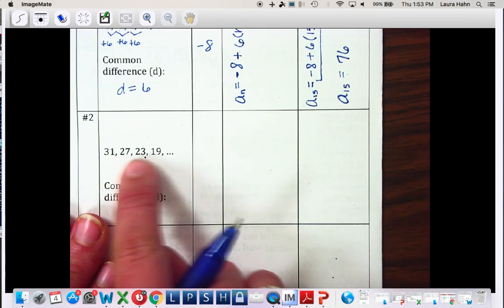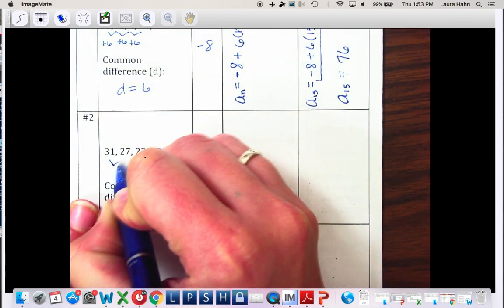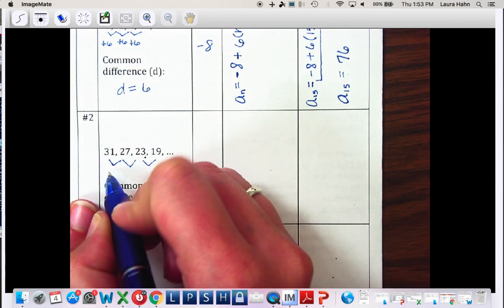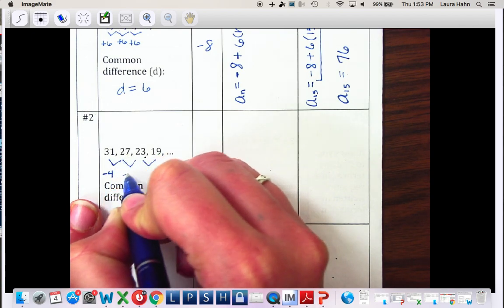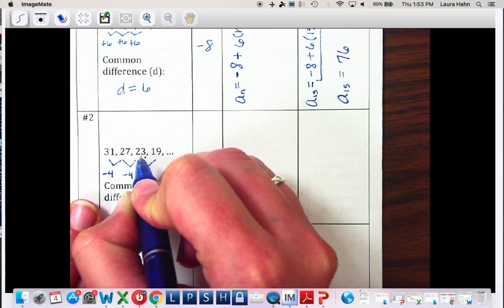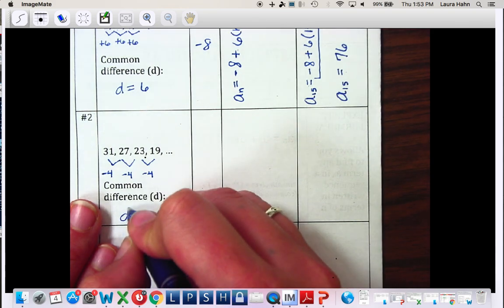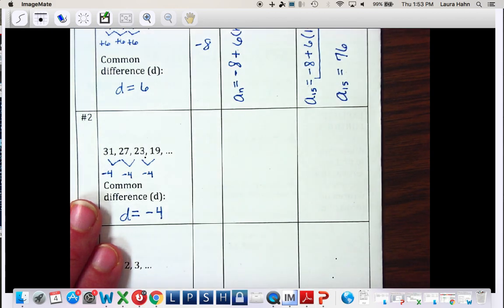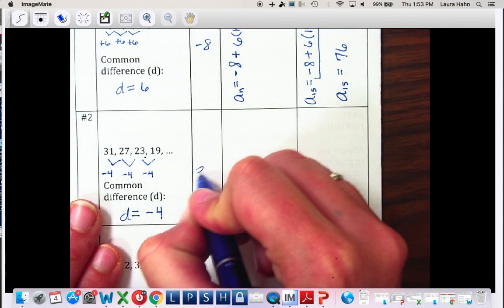Okay, this time I see that my numbers are getting smaller, so I know we're going to be subtracting. I had to figure out, to get from 31 to 27, what do I subtract? Well, I know that 31 minus 4 is 27, 27 minus 4 is 23, 23 minus 4 is 19. So I know my common difference, D, this time is negative 4 because we are subtracting 4 every time. In this column, we want to put our A sub 1, our first term. We started at 31, so that's A sub 1.